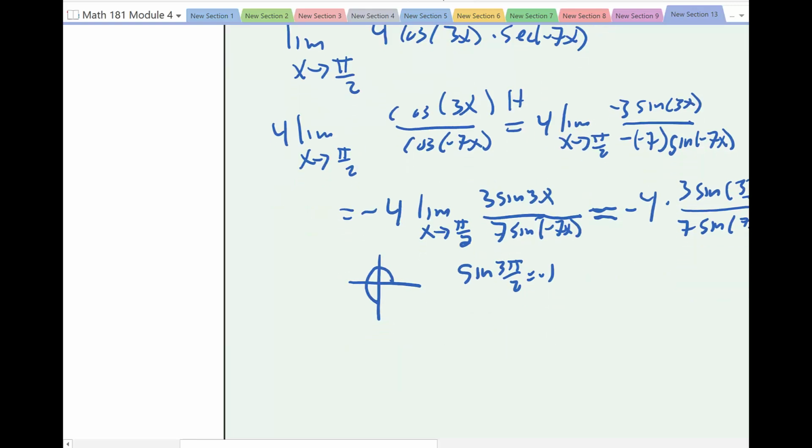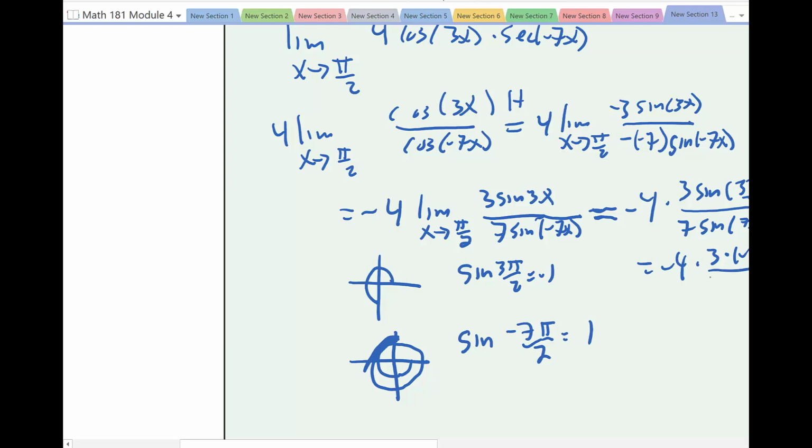How about -7 pi over 2? So that's going to be going the opposite direction. So that's -pi over 2, 3 pi over 2, 5 pi over 2, 7 pi over 2. So it's up here where pi over 2 is. So that's just going to be +1. So this limit would be -4 times 3 times -1 on top over 7 times 1 on bottom. Those negatives cancel. It gives us 12 over 7. And that's it.